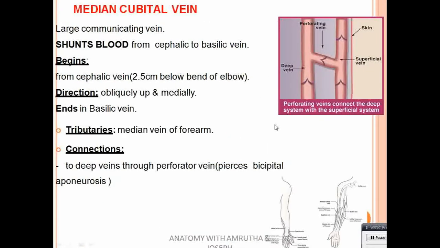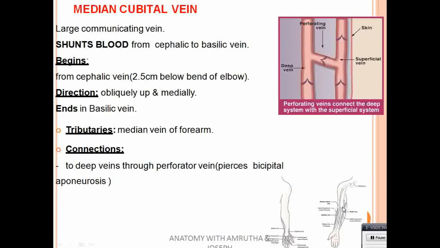Now the median cubital vein is a large communicating vein that we have already seen, which is connecting the cephalic and the basilic vein. It shunts blood from the cephalic to the basilic vein. It begins from the cephalic vein 2.5 cm below the bend of the elbow, and is directed obliquely and medially, ending in the basilic vein.